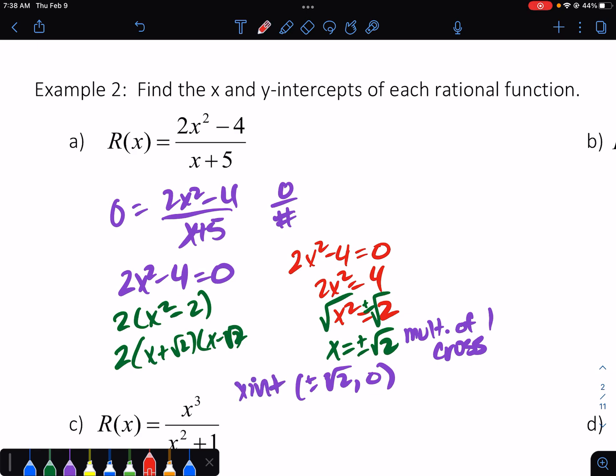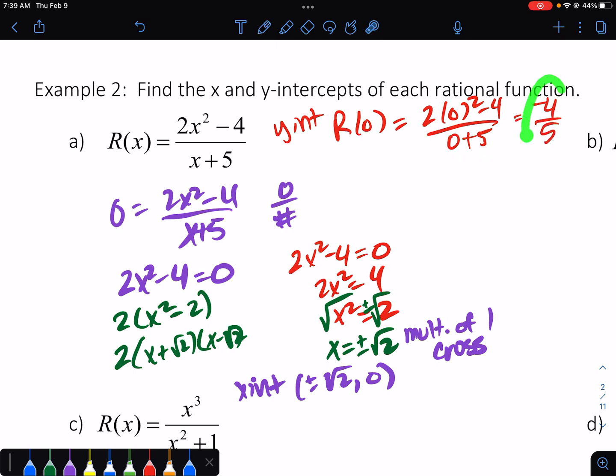And then for our y-intercept, we're just going to find r of 0. So if I plug in 0, I get 2 times 0 squared minus 4 over 0 plus 5. So 0 squared goes to 0, times 2 is 0, and then minus 4. So we get a minus 4 on top. And then on the bottom, we do 0 plus 5, so we get a positive 5, so we end up at -4/5.